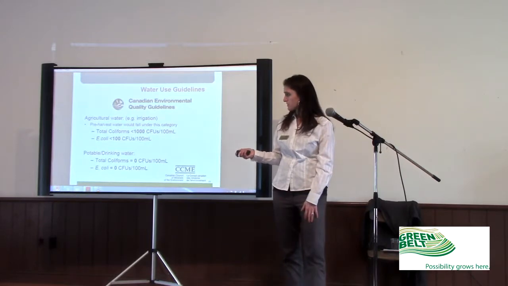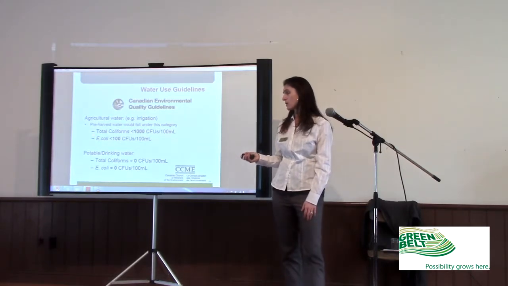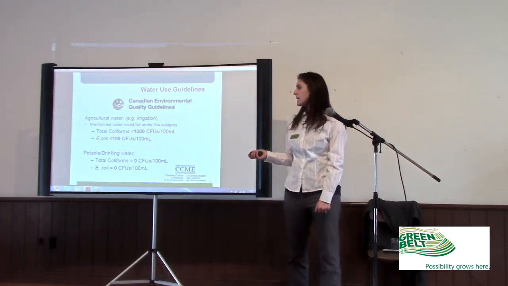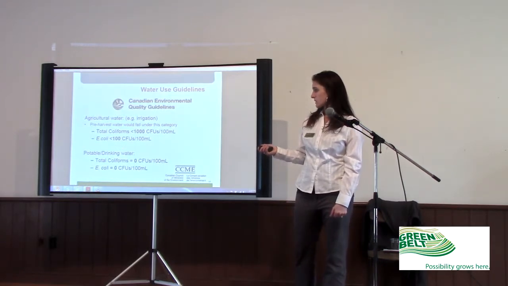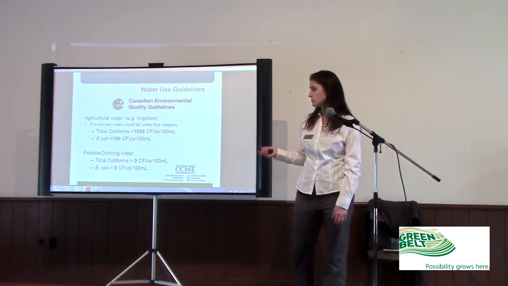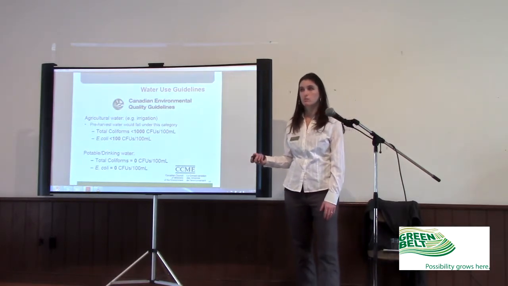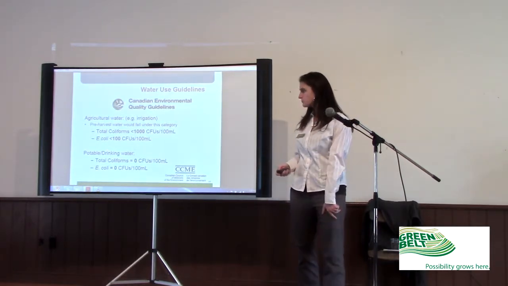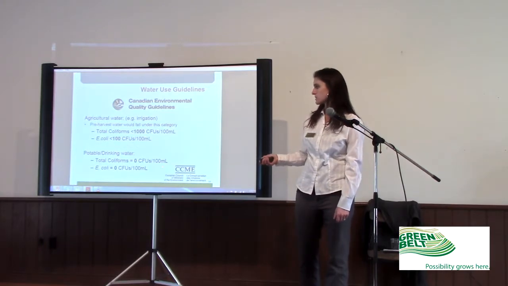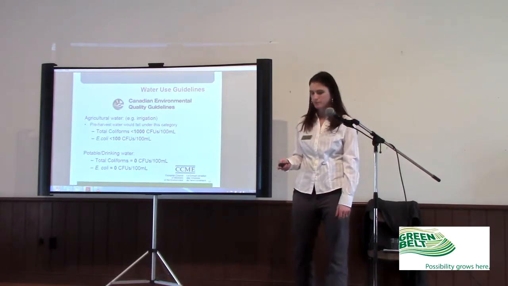More specifically, when we're talking about agricultural water, if you were to have your water tested, these are the limits or guidelines that need to be followed. Coliforms would need to be below this limit, so less than 1,000 CFUs. And E. coli, this is where it's different, it can have up to 100 CFUs, but obviously the lower the better. And then you can see in the potable drinking standard, it's 0, because you can't have anything.